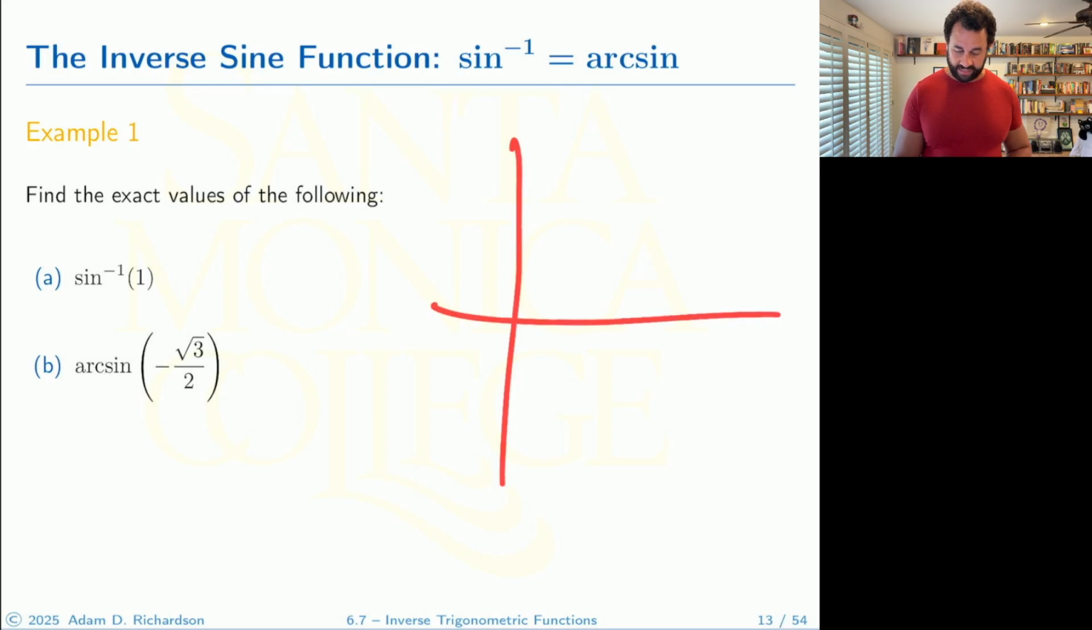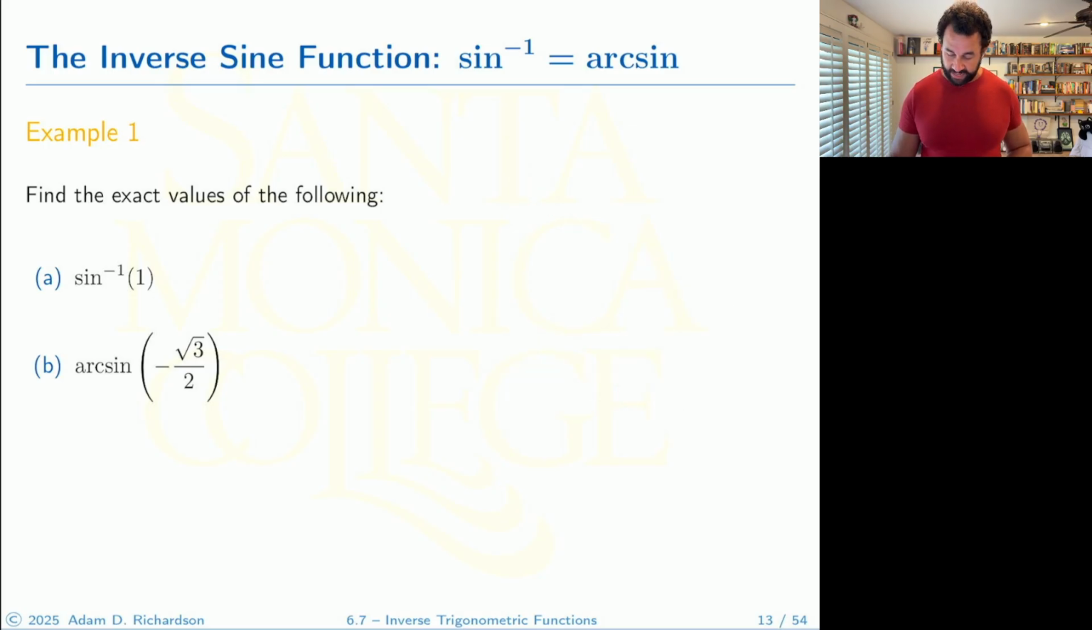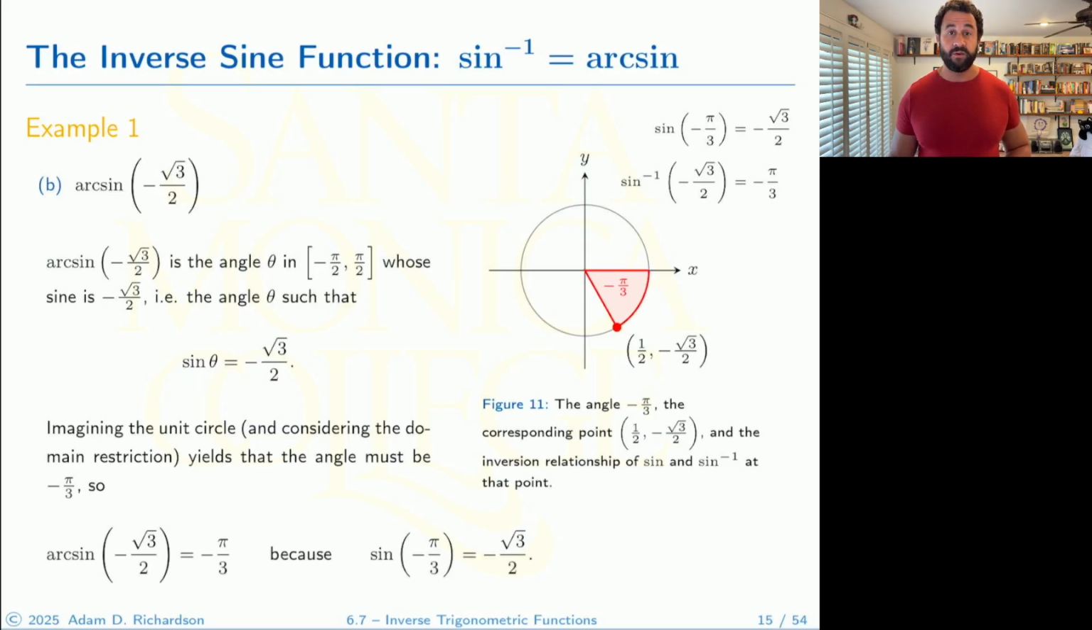And maybe when I say it like that, you can kind of imagine that it's going to be down here somewhere so that the vertical displacement, the long leg, is negative root 3 over 2. And that's exactly what that's going to be. And so that angle ends up being negative pi over 3.